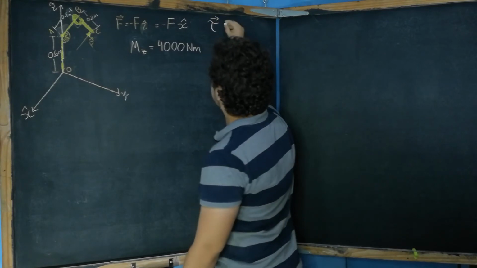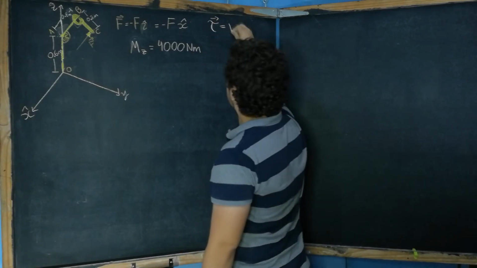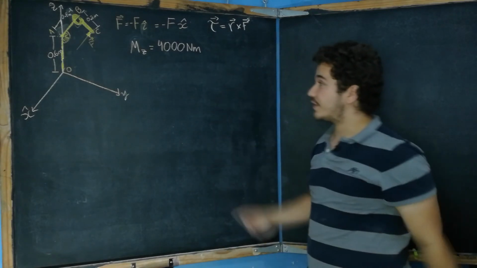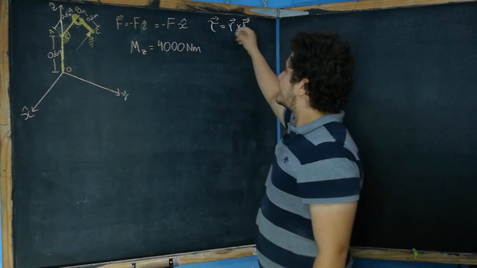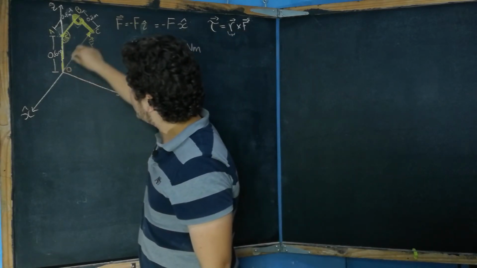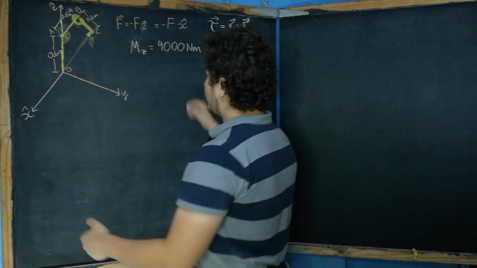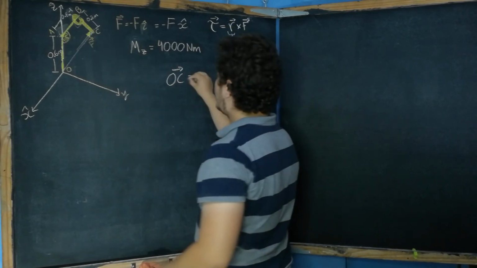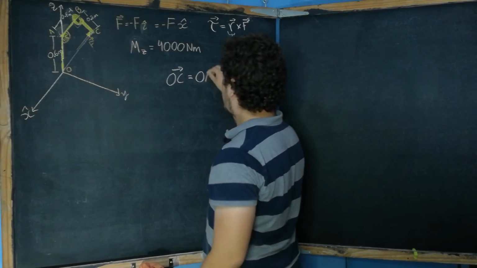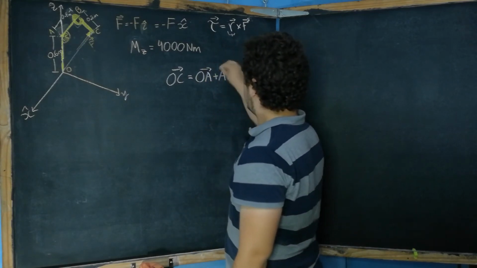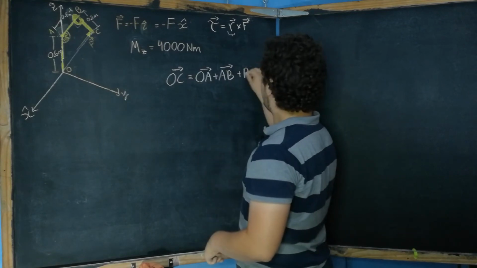Torque, or moment for our engineering friends, is equal to R cross F. Which vector is R? In three dimensions, we have to look at the vector from O to C. Now, we can see that OC, the vector from O to C, is equal to the vector OA plus the vector AB plus the vector BC.